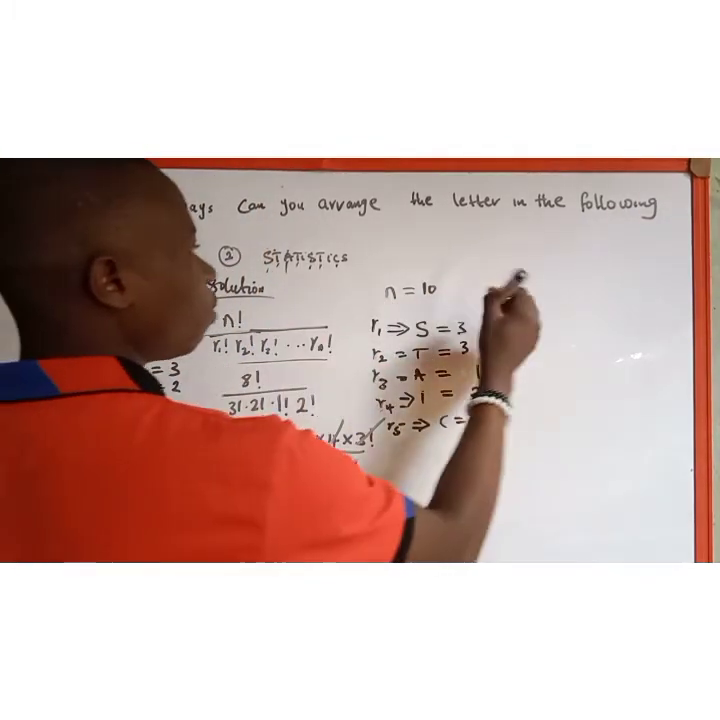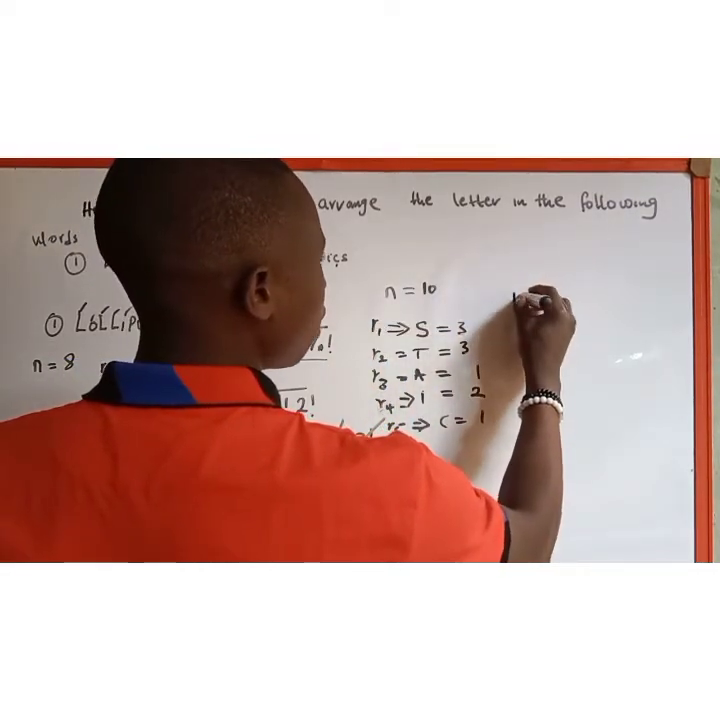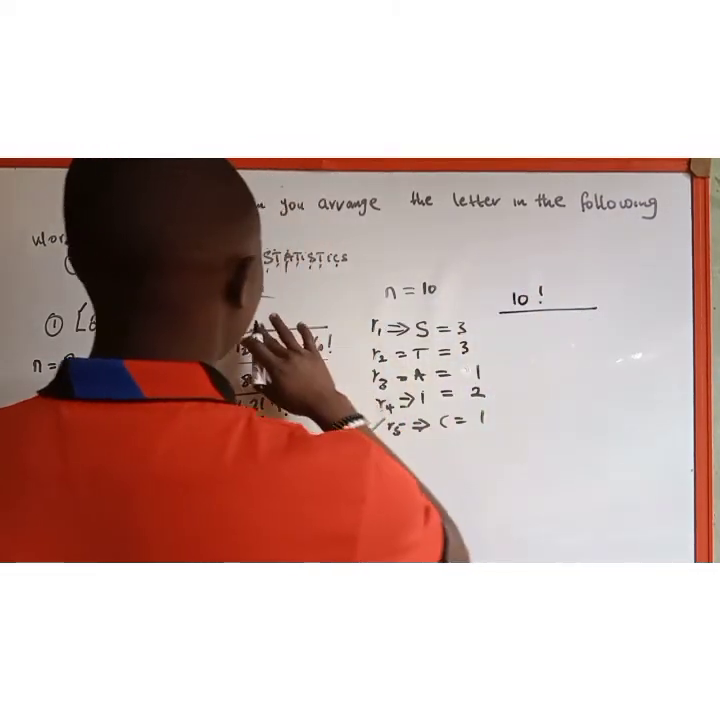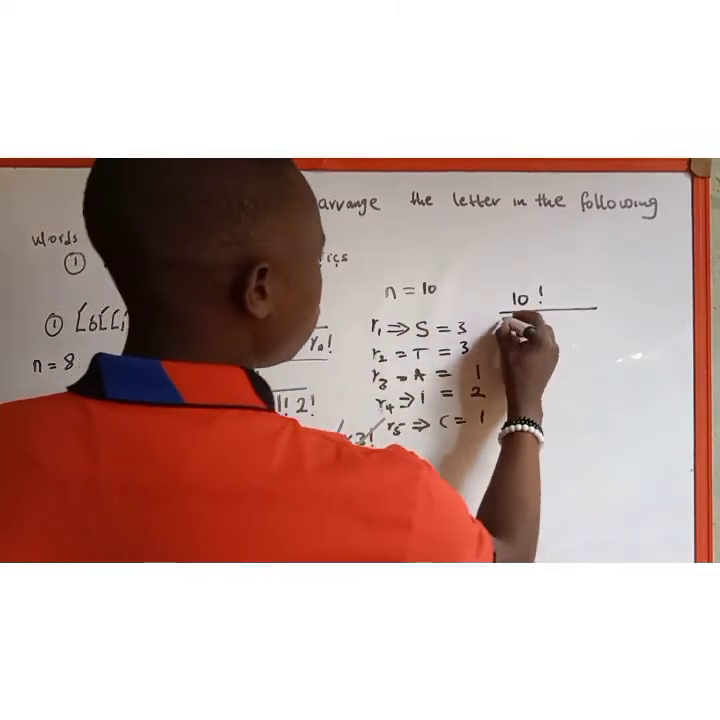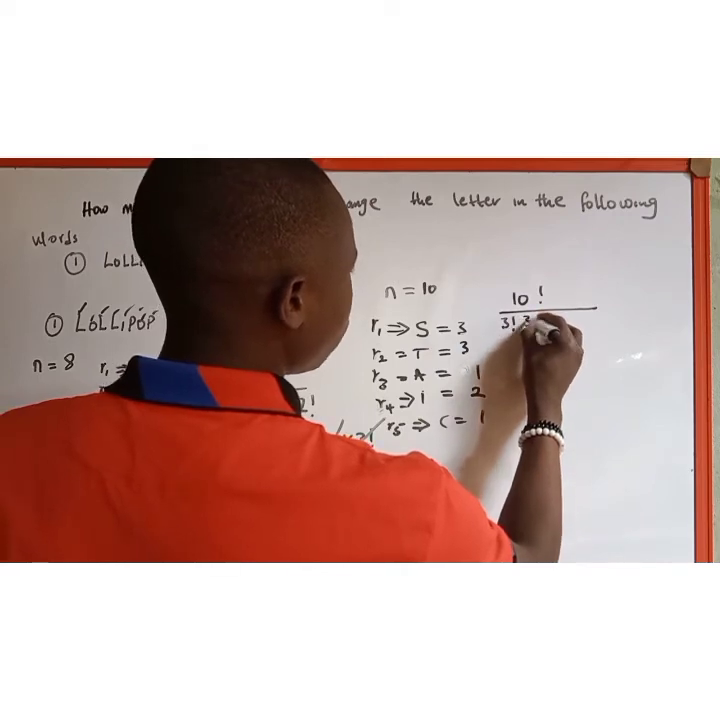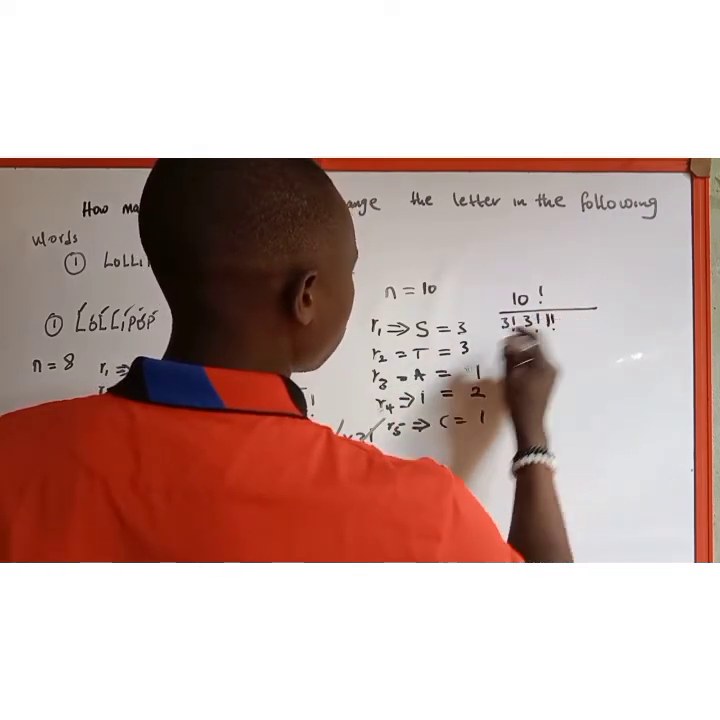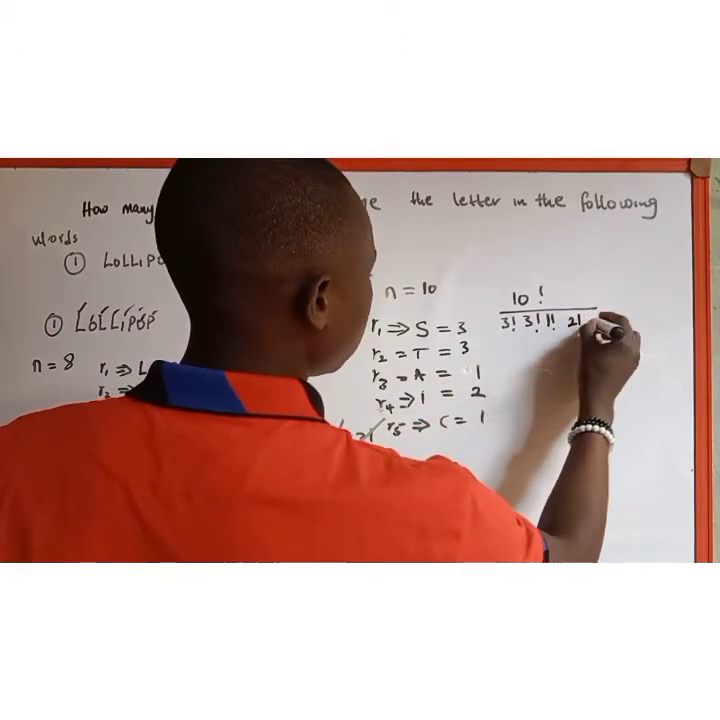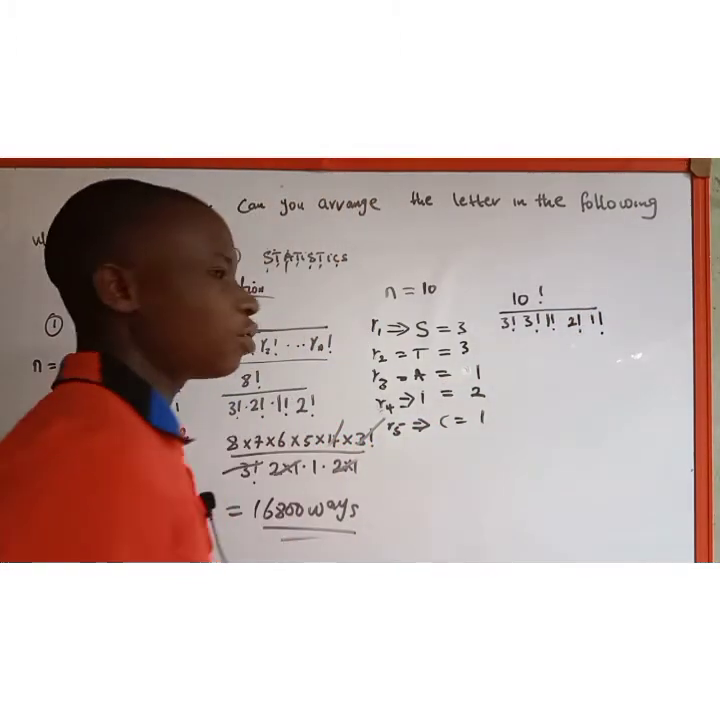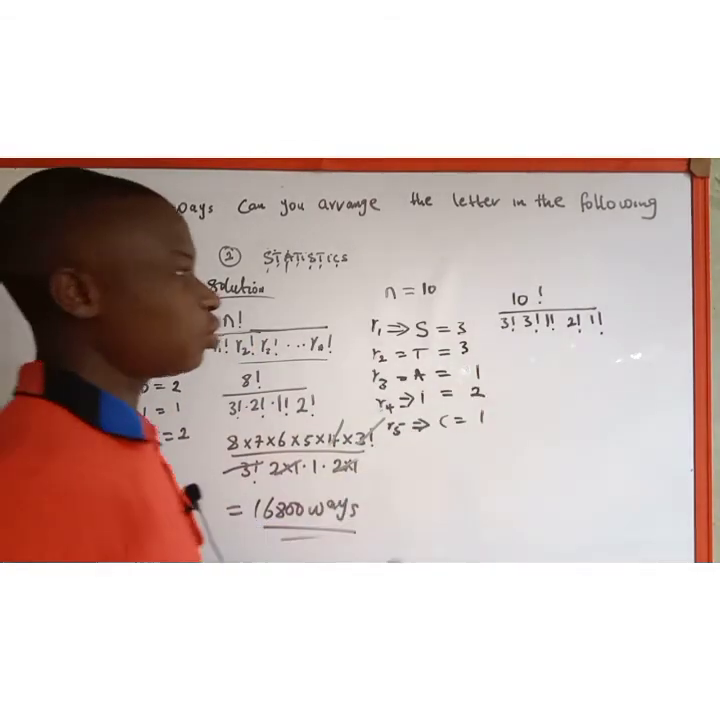Substitute this into the formula. My n is equal to 10. We have 10 factorial over r1, which is 3 factorial, then 3 factorial, then r3 is 1 factorial, then 2 factorial, then 1 factorial. We have successfully substituted into this formula. The next step is to simplify this.